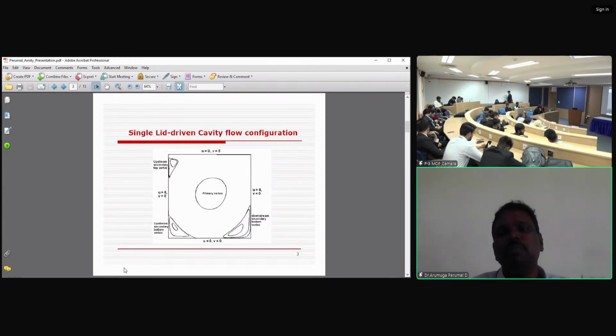This is the benchmark problem of lid-driven cavity flow. Here you can see the top wall is moving from left to right with a constant velocity u. The other three walls are stationary. Due to the wall movement, momentum is diffused inside the cavity. That is why it creates a primary vortex at the center. There are secondary vortices created at the corners of the walls.